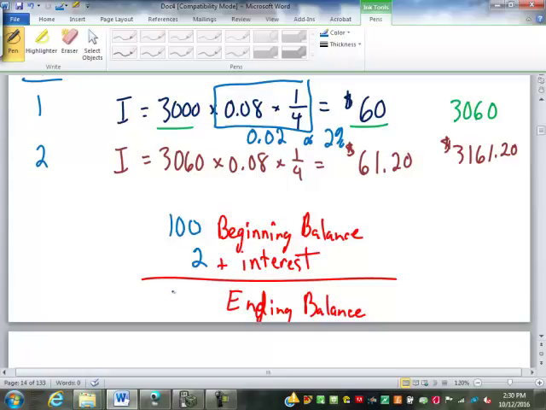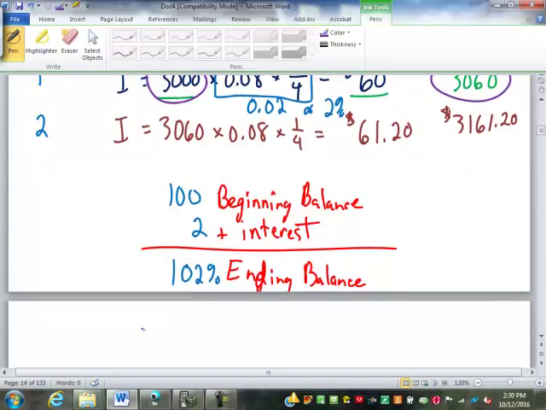So my ending balance at the quarter is 100 plus 2, or 102%. So if I found 102% of the starting balance, that should give me my ending balance. Let's check that out. Let's do our first quarter, 3,000. Now I'm still going to use a rate. Instead of multiplying by 102, I'm going to multiply by the decimal, which is 1.02. That's 102%. And that does give me $3,060.